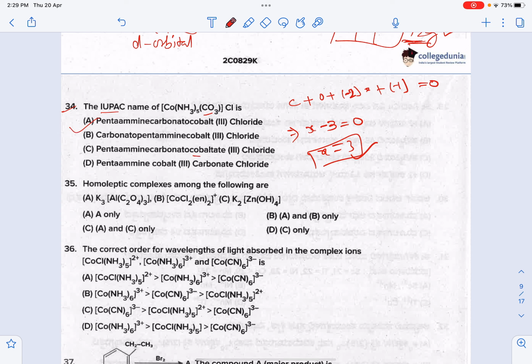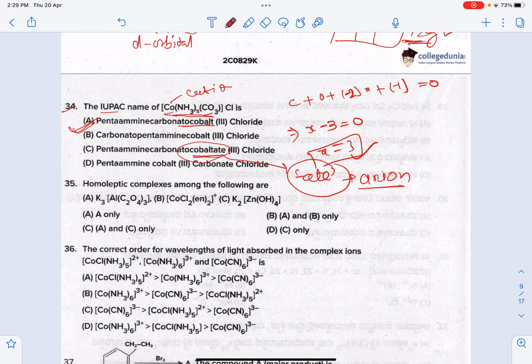Here you can see it is written that the ending 'ate' is added to cobalt when it is present in the form of an anion. But here cobalt is not an anion, it is the cation, so we will not add 'ate' here, it will simply be cobalt. So the correct option will be A. If this sphere were an anionic sphere, then we would write cobaltate. So make it correct. The correct option will be A.